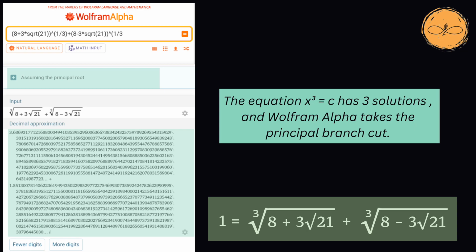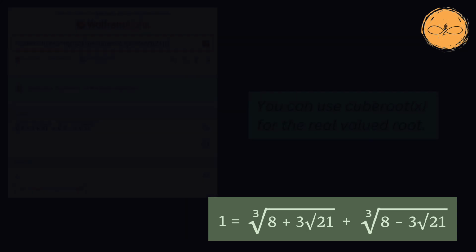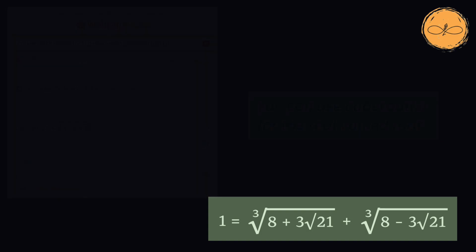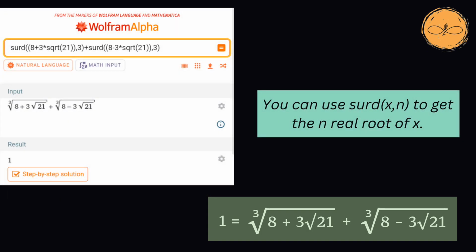So how can we force Wolfram Alpha to do that? There are a couple of ways. One is you can use the command cube root, that in fact will give you the real valued root and you will get the answer 1, and for other roots you can use the command surd of x, n, this will give you the real nth root of x. It's a pretty neat problem.